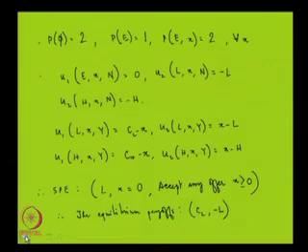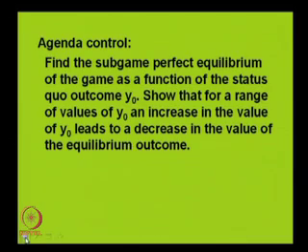We can have the following exercise from this sort of game. Find the subgame perfect equilibrium of the game as a function of the status quo outcome Y0. So, whatever subgame perfect equilibrium outcome one finds, it has to be expressed as a function of Y0, which is the status quo outcome. Show that for a range of values of Y0, an increase in the value of Y0 leads to a decrease in the value of the equilibrium outcome.